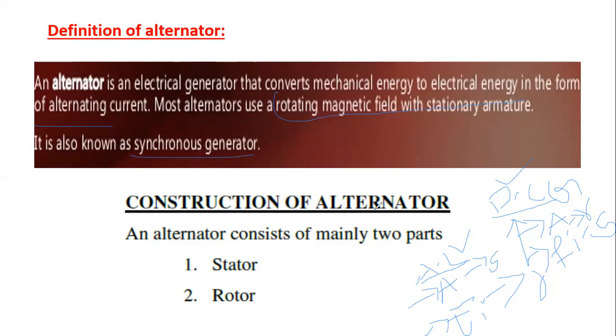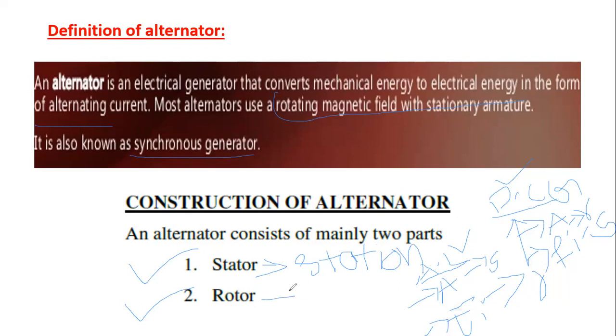Constructionally, the alternator has two parts: first the stator and second the rotor. Stator means the stationary part. There is no rotation in the case of the stator. Therefore stator means the stationary part of an AC generator.